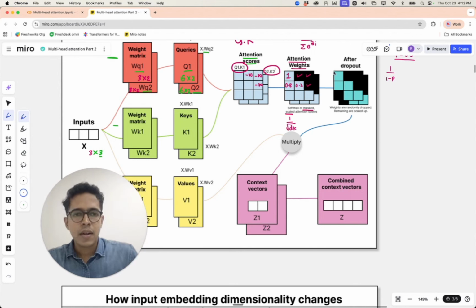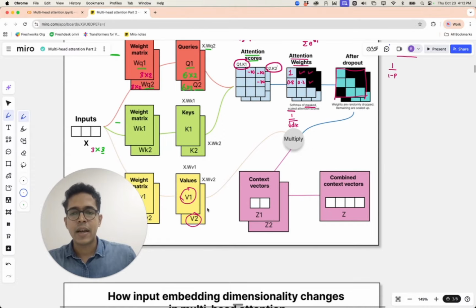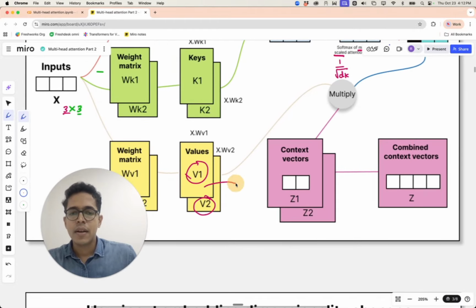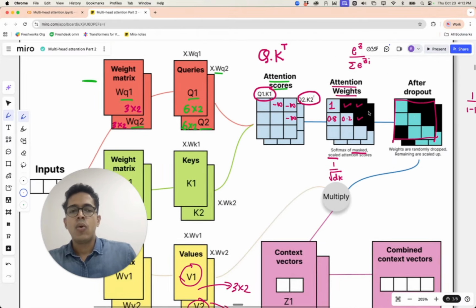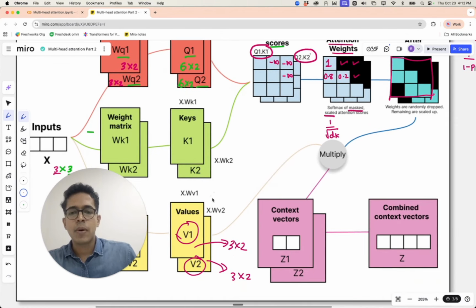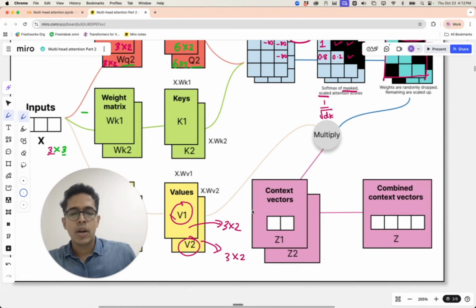The matrix number 1 is this. Matrix number 2 is the one behind. And then correspondingly in values, you have V1, which is the first value matrix, and V2, which is the second value matrix. If you have 3 input tokens with each of them being 3-dimensional, here you will have 3 tokens, each of them 2-dimensional. Here also you will have 3 tokens, each 2-dimensional. Now, when you multiply the attention weights after dropout with values, you will get context vectors Z.